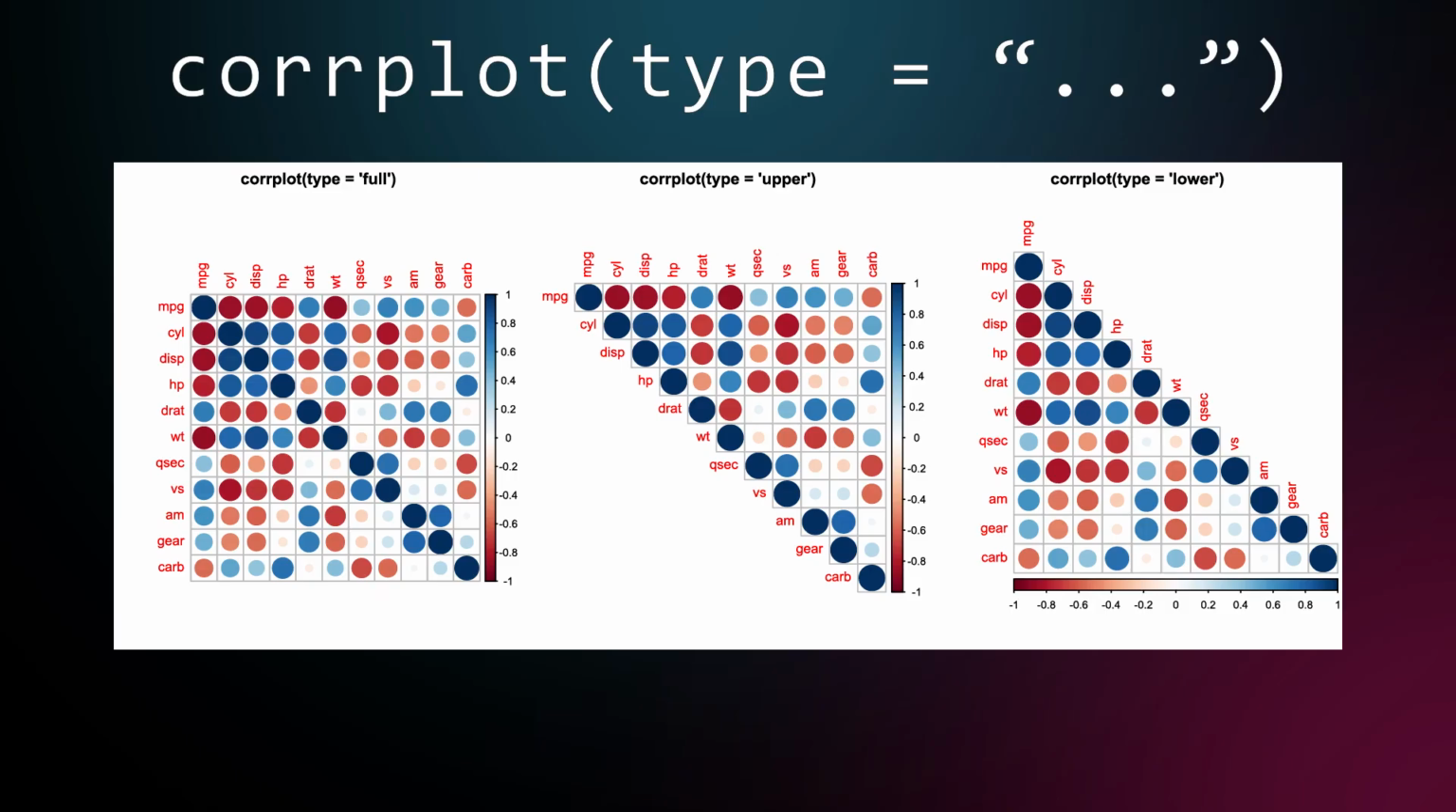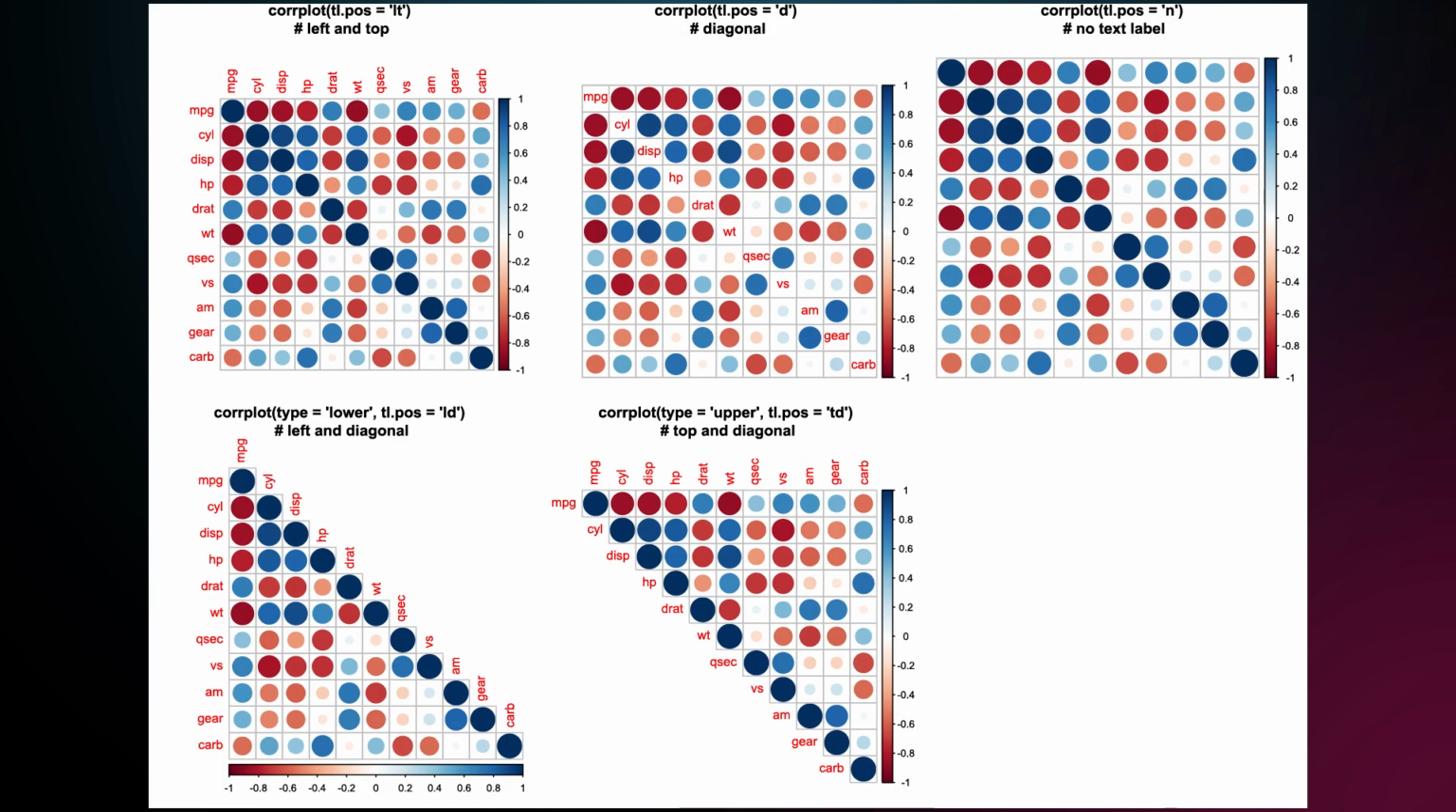When you modify the type argument, you can change the full correlation matrix into an upper or lower one. And the tl.pos argument allows you to put the text on different sides of the chart. By default, it will label the top and the left area of the chart. If you choose type upper, by default you get the label on the diagonal and the top. And for lower, by default, it will be on the left and the diagonal, and the other options you see in the title of the chart.